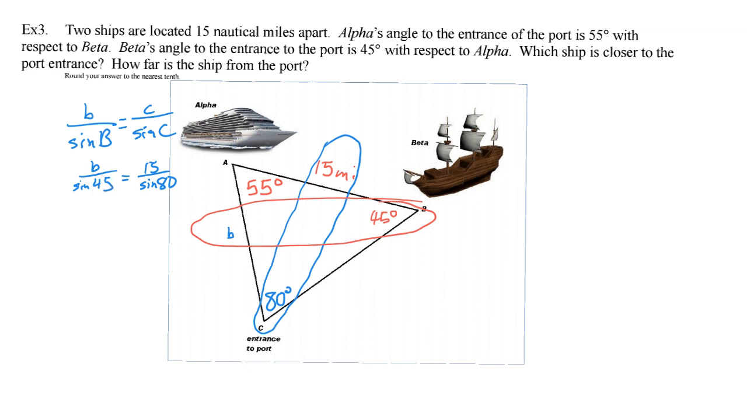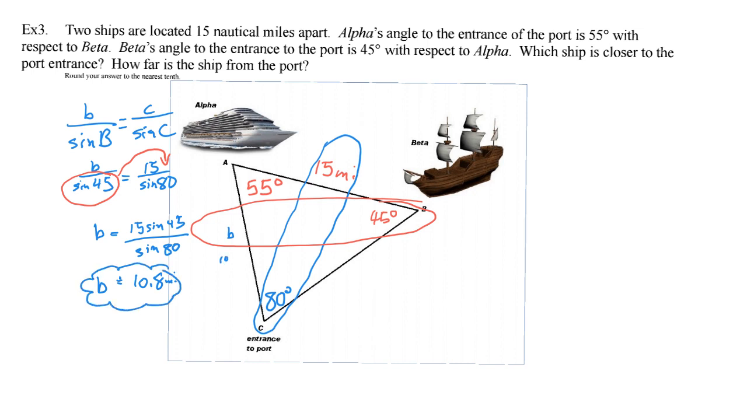So remember, when we solve for these ones, we can basically make our life easy by just taking whatever's on the bottom and moving it to the top of the other side of the equation. So we end up with B is equal to 15 sine 45 divided by sine of 80. So that means B is going to be approximately 10.8 miles. So we'll just write 10.8 on our diagram.